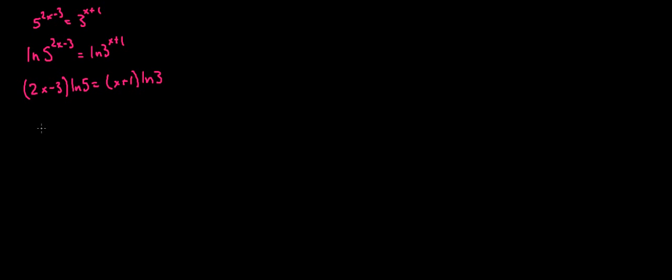Now, in order to get the x, what I'm going to have to do is multiply these out and then get the x's all on one side. So 2x times the natural log of 5. Now I'll subtract, get all the x's on one side, get all the other constants on the other side.